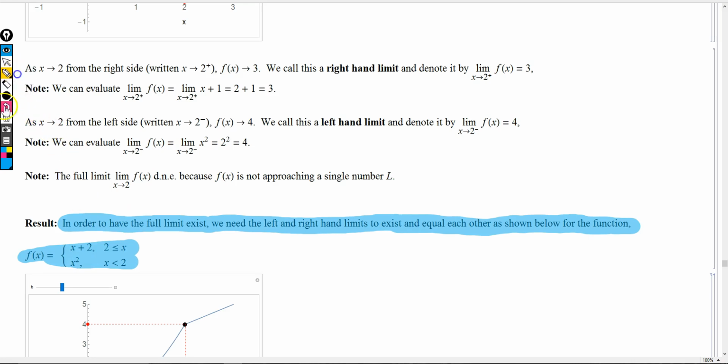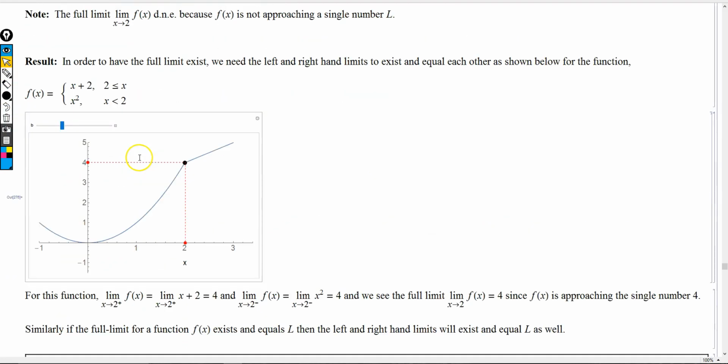So, to evaluate the left hand limit as x converges to 2 from the left of f of x. Well, if I'm converging to 2 from the left, I'm going to use this piece of the function, so I'll put that in there. And notice that that is 4. I can just plug the 2 in for the x now.